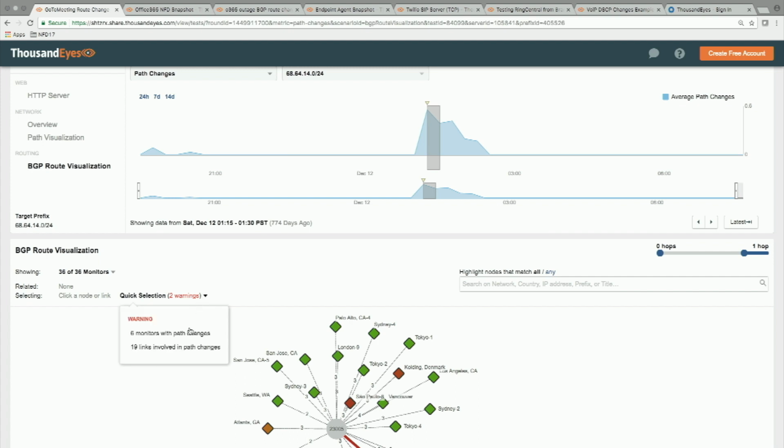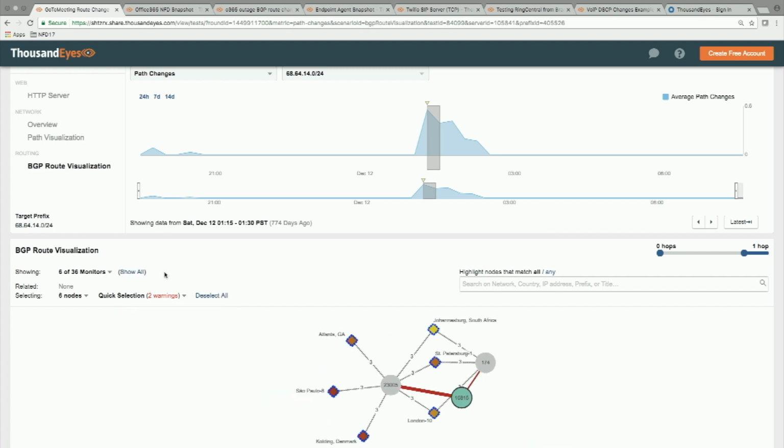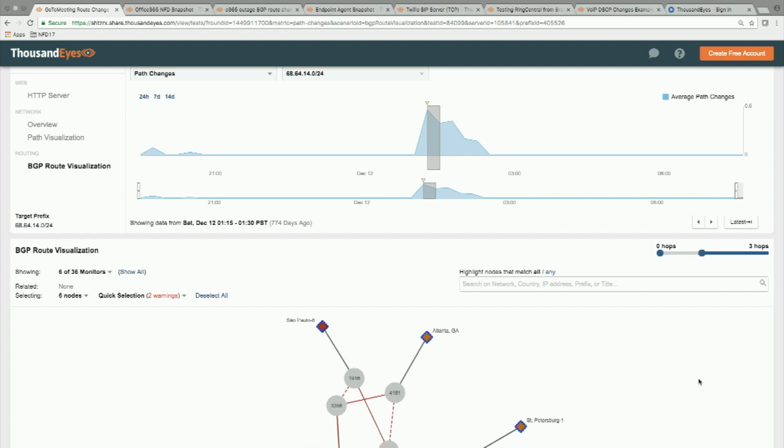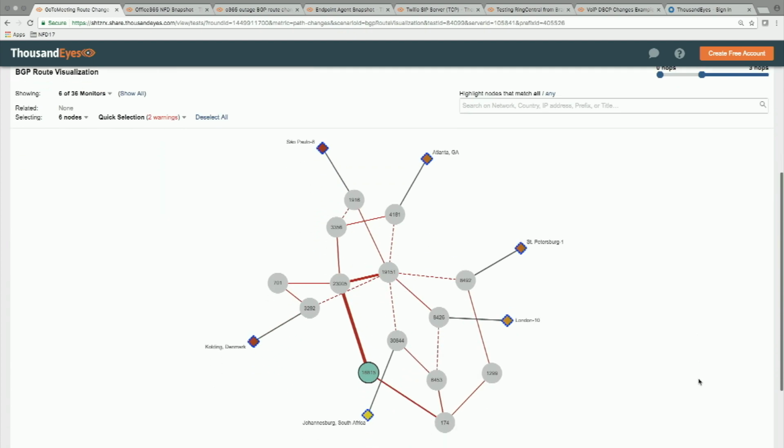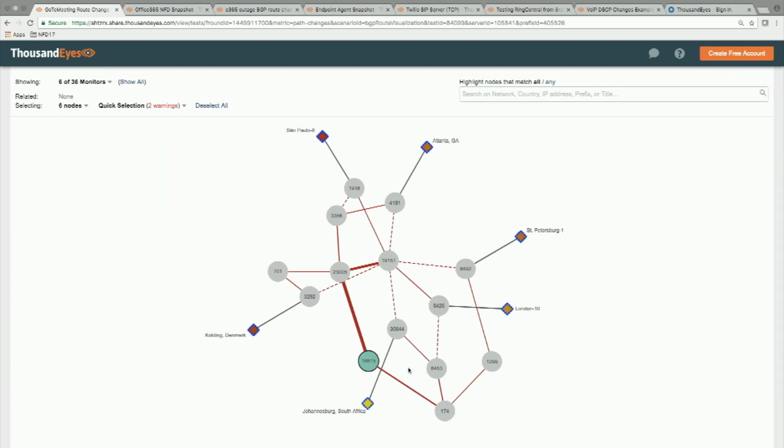So I'm going to simplify this down to just some of the routing monitors that actually saw changes and only show those. So we can see those here. You can also expand and contract all of these views in various ways. But we can see in this particular visualization, again, this is where all the traffic is destined to. This looks like a pretty messy example, but it'll give you a sense of what's going on.